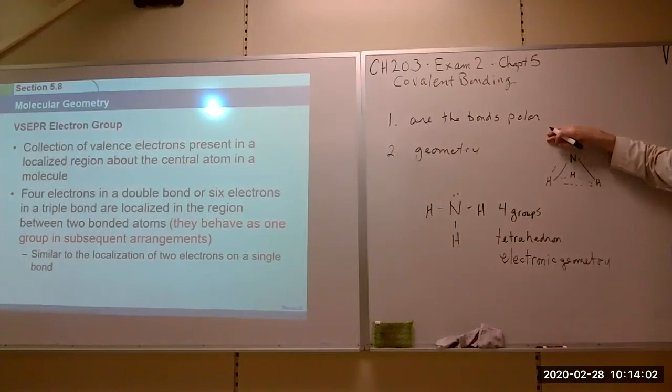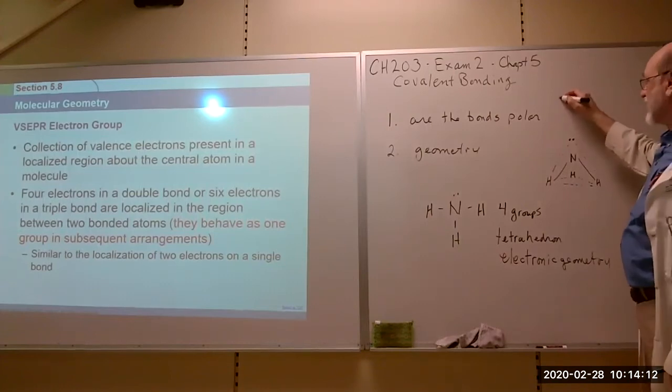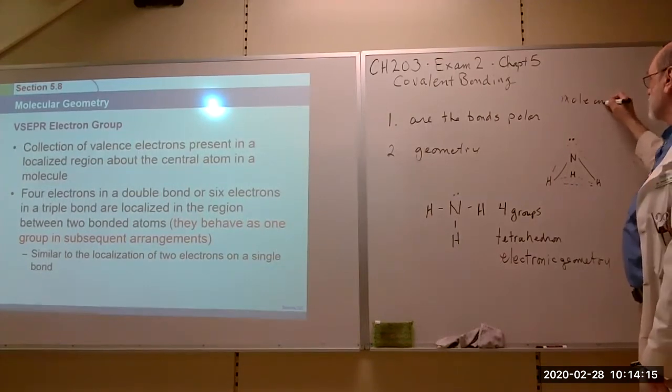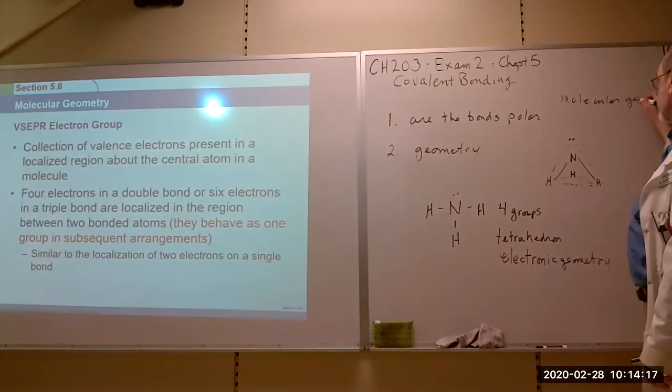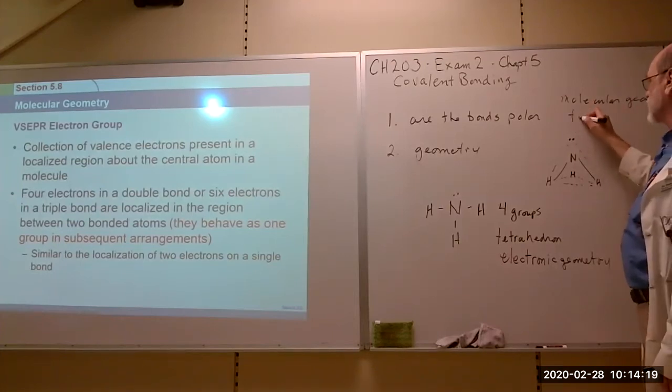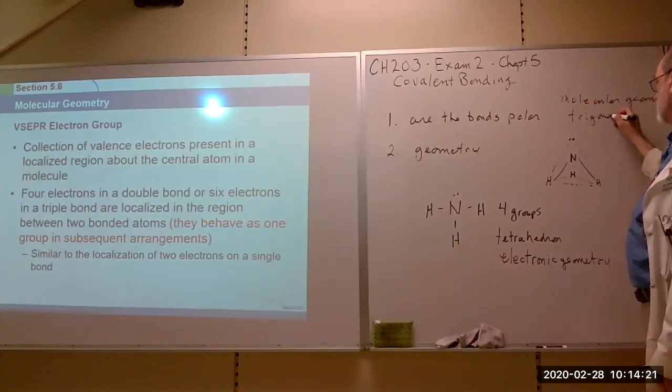Looks like a pyramid, doesn't it? Except this is not a square-based pyramid like the Egyptians. This is a trigonal pyramid, a triangular base. So the molecular geometry in this case is a trigonal pyramid.